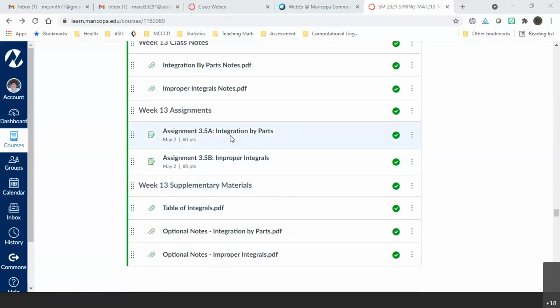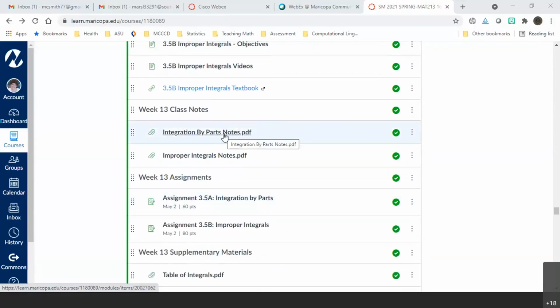So I'm going to begin by opening the integration by parts notes. As always, if you've got comments, questions, or concerns as we move along, feel free to unmute yourself or type them in the chat. Just give me a moment. This takes me a minute or two. Alrighty, let me share this with you.